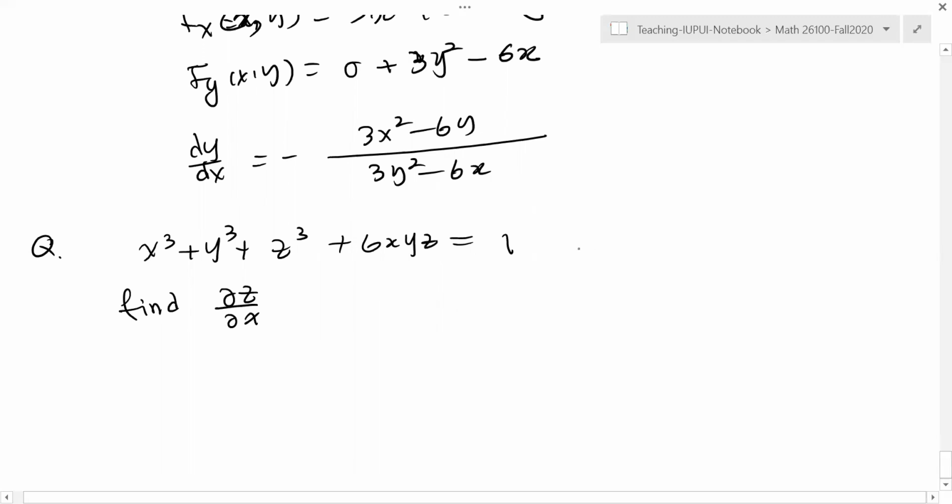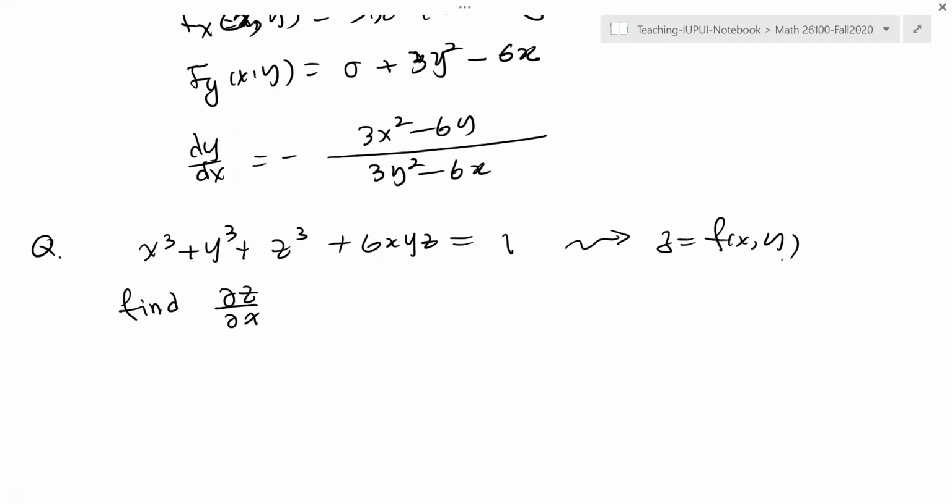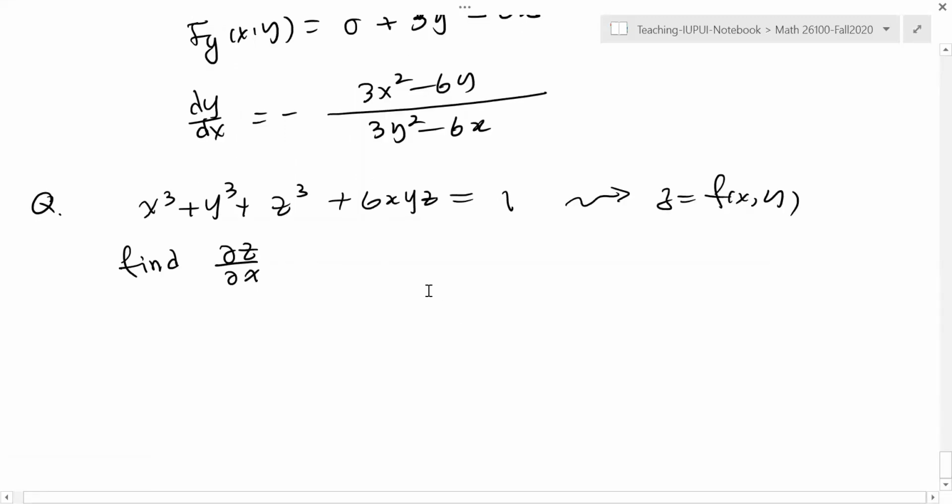So theoretically you can express z in terms of x and y, but we cannot get the formula. So there is no way we can differentiate f of x, y in order to find the derivative of z with respect to x. So what I'm going to do is use the chain rule, right?